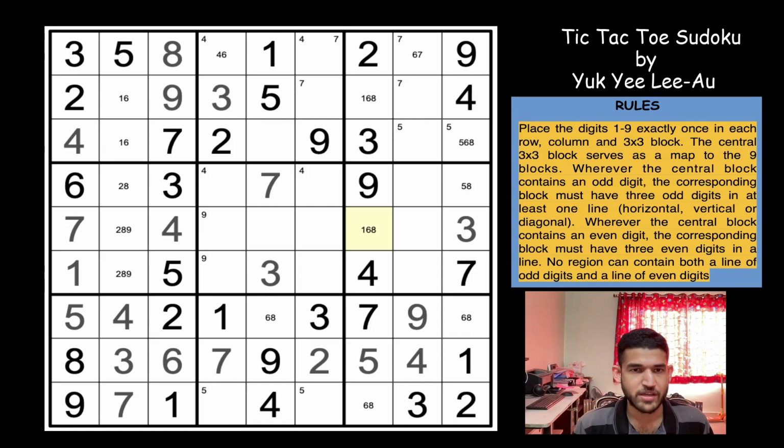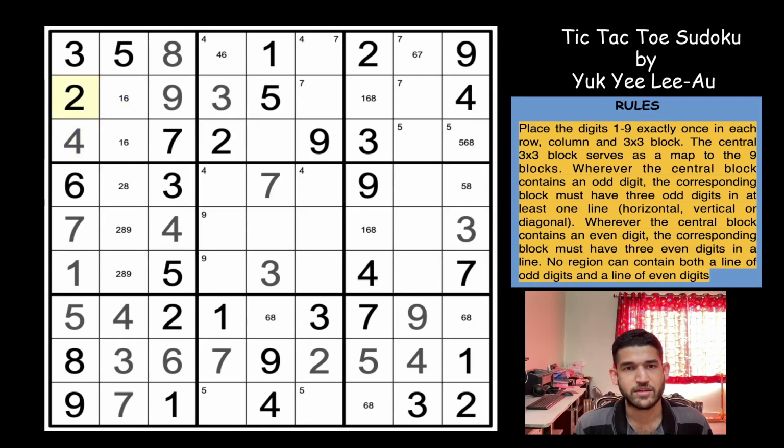The trick that I was talking about is, in this type of Sudokus, Sudoku Tic Tac Toe, the 3 line of odd digits, the 3 line of even digits, I mean, can never happen either horizontally or vertically. So the three line of even digits can happen only diagonally. The reason is because of the rule constraint. The rule states that no region can contain both a line of odd digits and a line of even digits.